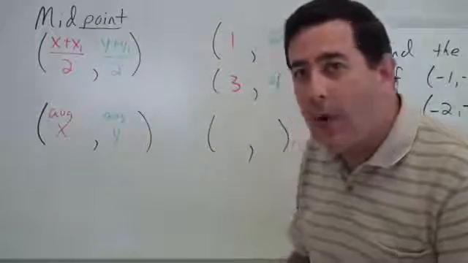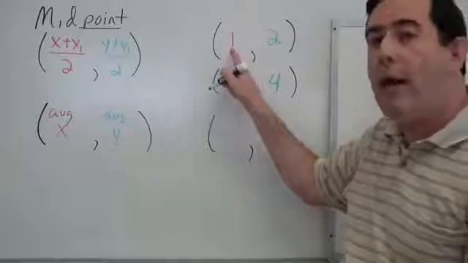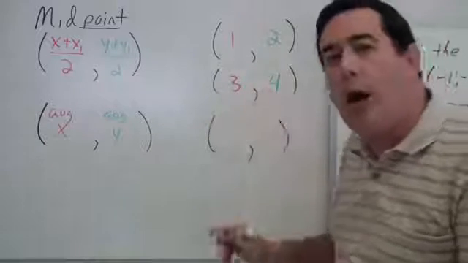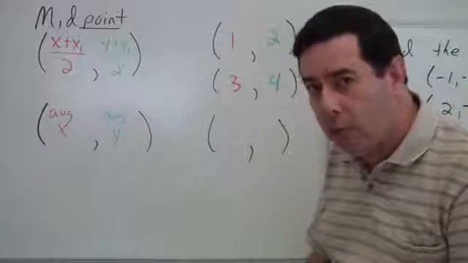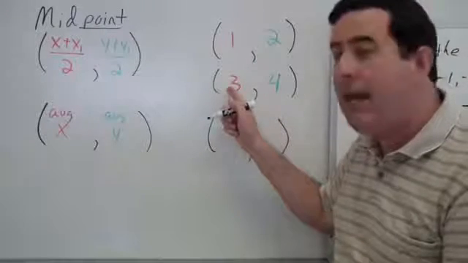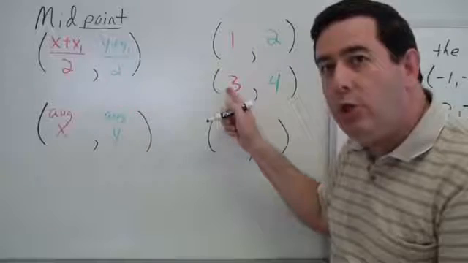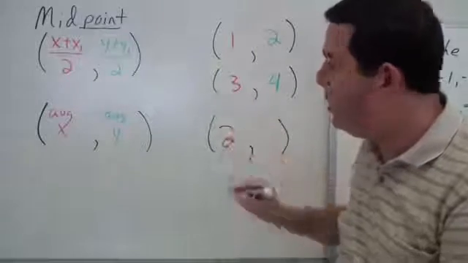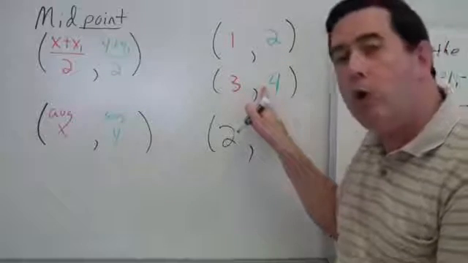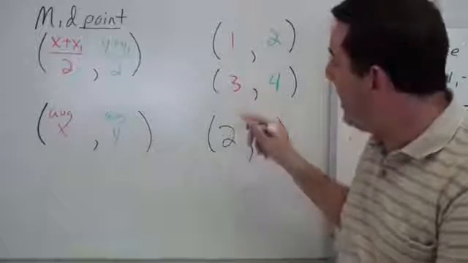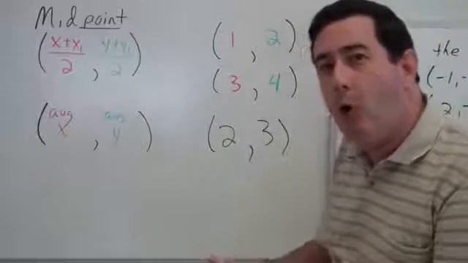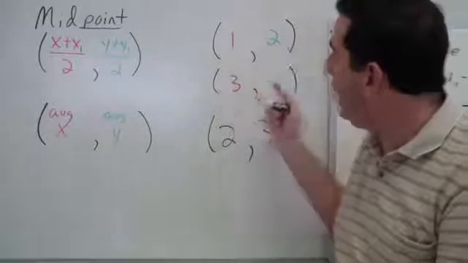Now let's see that in a problem. If we were given the point 1, 2, and also the point 3, 4, and we wanted to know the midpoint between them, we would average the x's, 1 plus 3 made 4, and divide that by 2. 4 divided by 2 is 2. Then we would average the y's. 2 plus 4 is 6, divided by 2 makes 3. So 2, 3 is the midpoint between 1, 2 and 3, 4.